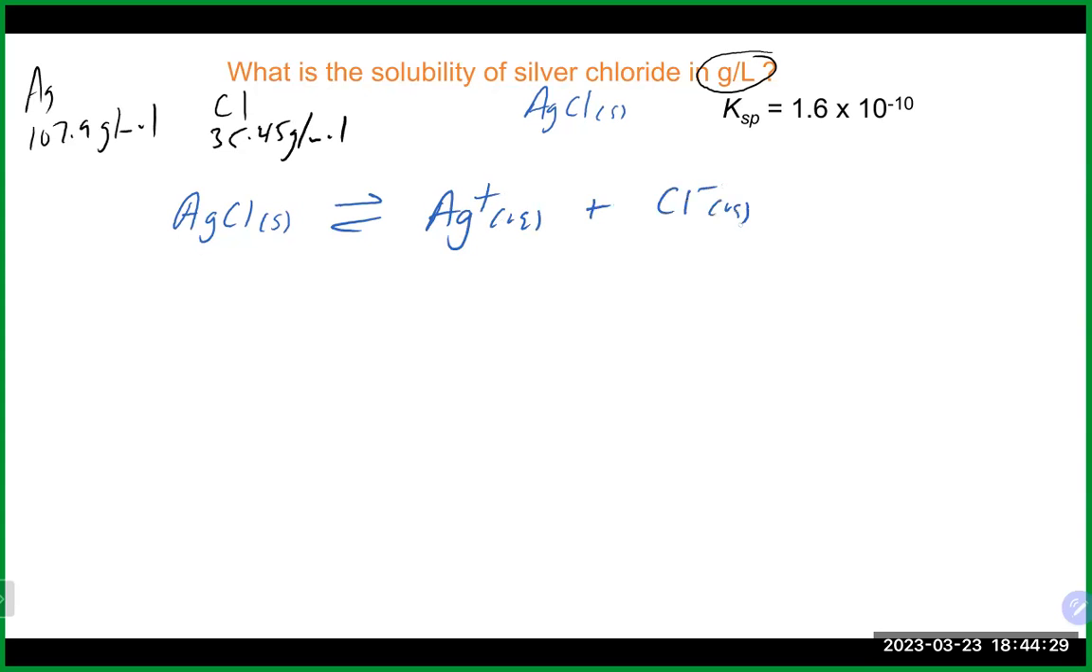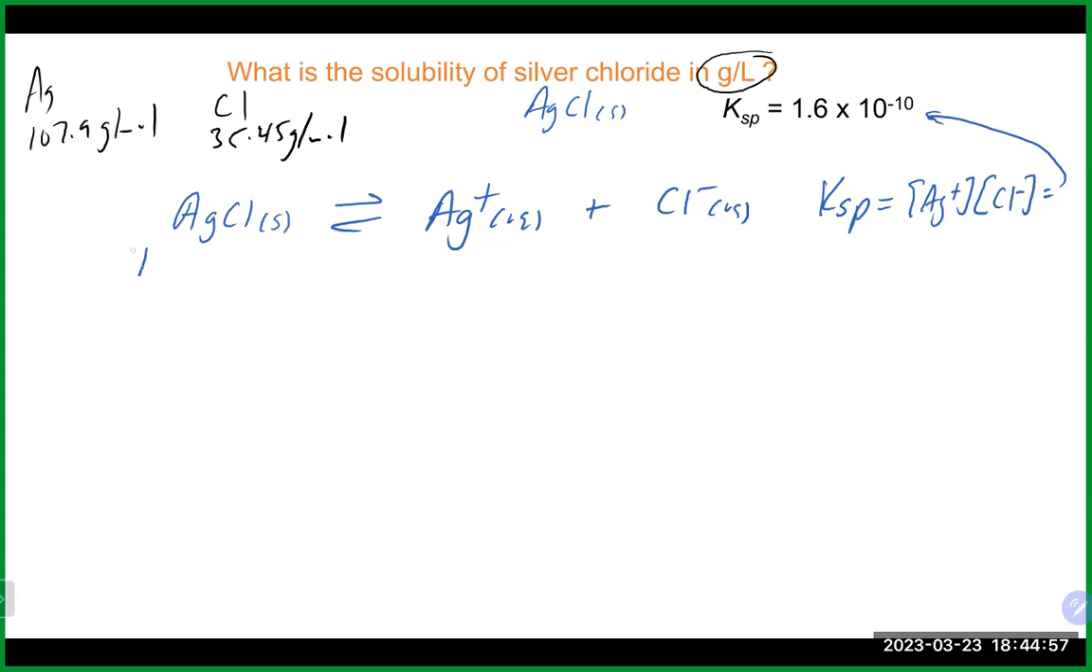Our KSP expression would be the silver times the chloride, and that would equal our number that we got going on right there. So in a KSP problem where pretty much all you're given is the formula and maybe the KSP value, you might have to go look it up in a table sometimes. You definitely want to go the ice table approach; it's probably the best way to do it.